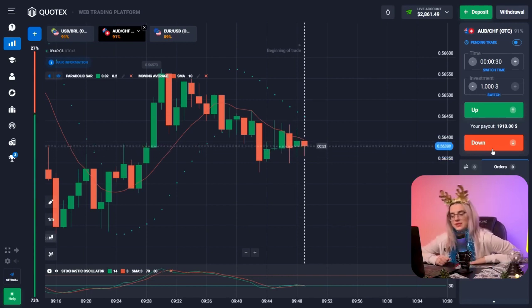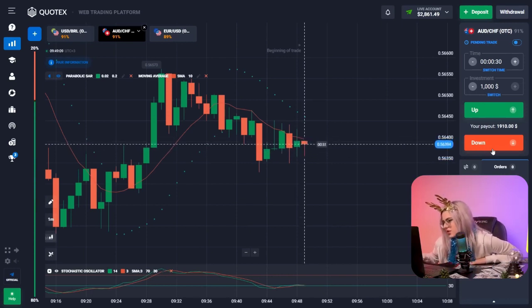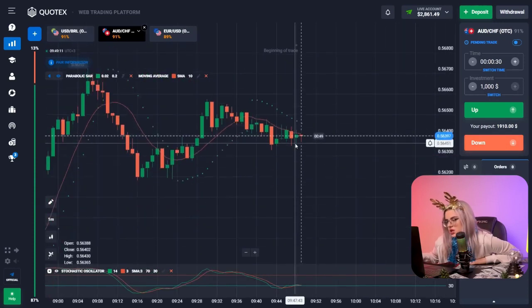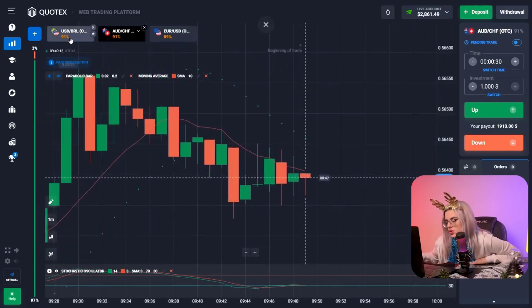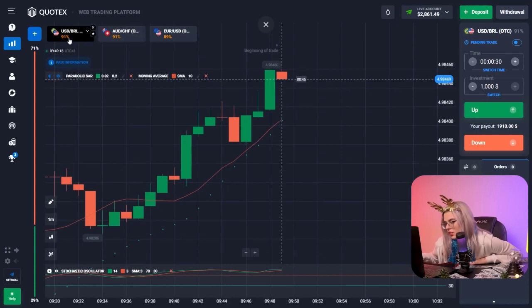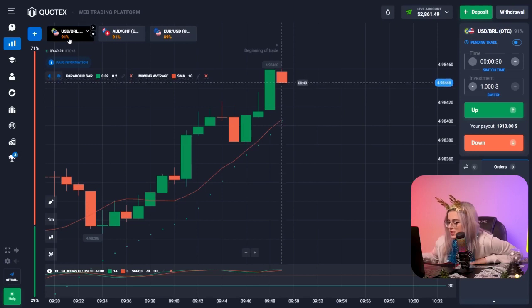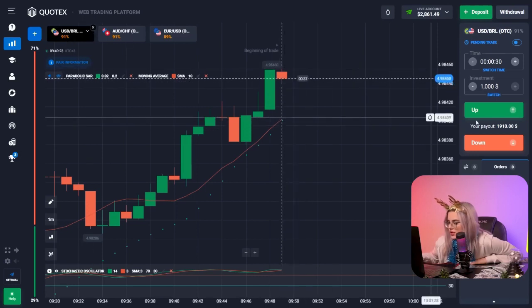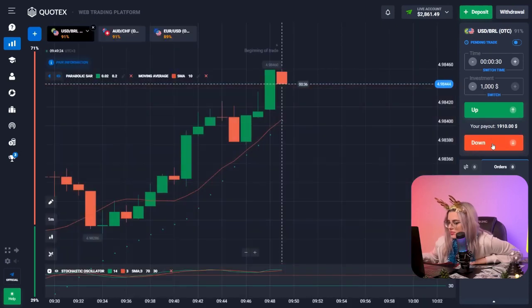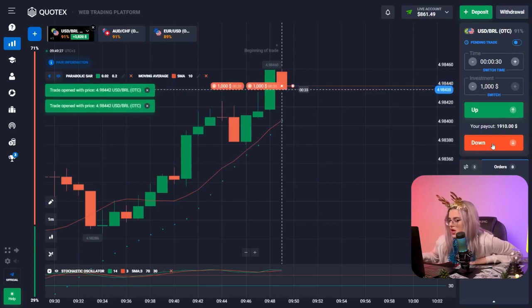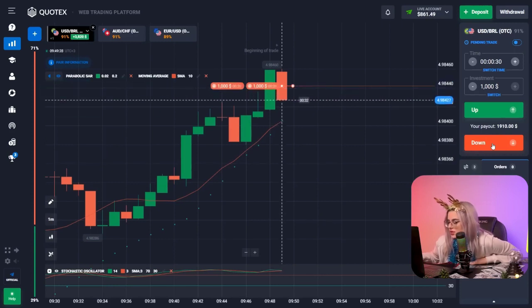Let's leave it like that. So let's go to USD/BRL. Here we see that the options, the maximum level and the price in the supply zone is 4.98 and so on. So it's going to go into a fall. So let's leave it for 1 minute and let's wait.